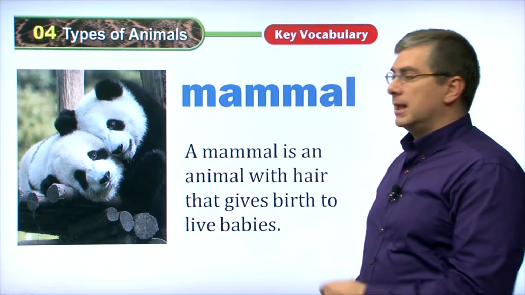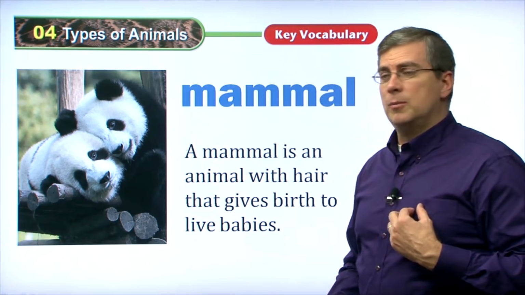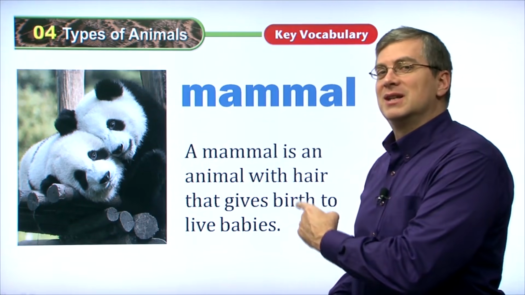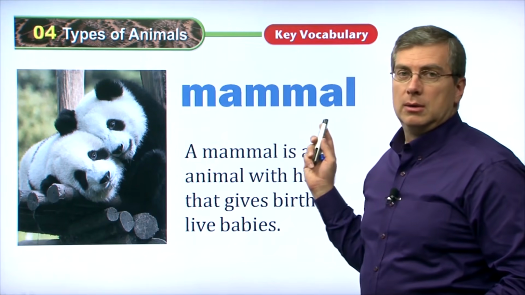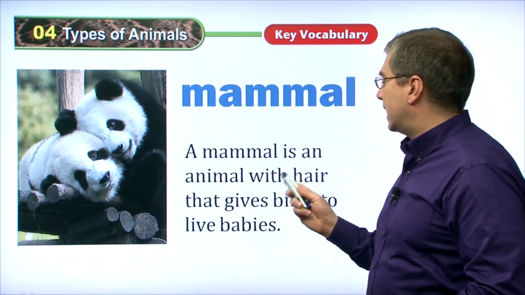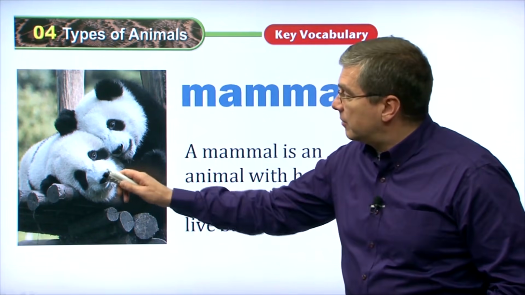Now this group is probably maybe your favorite group. It's my favorite group because we, human beings, are part of this type, part of this group. And this group is mammal. Okay, so what is a mammal? A mammal is an animal with hair that gives birth to live babies.